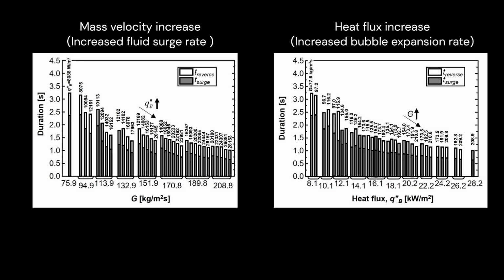The experiment compared the predicted values under 34 operating conditions, confirming that the oscillation period decreased as the mass velocity increased. This is due to the decrease in surge period as the fluid inflow rate increases. Additionally, when the heat flux increases, the oscillation period also decreases. This is attributed to the increased supply rate of thermal energy and the consequent acceleration of bubble expansion.